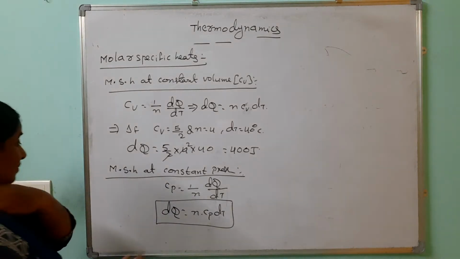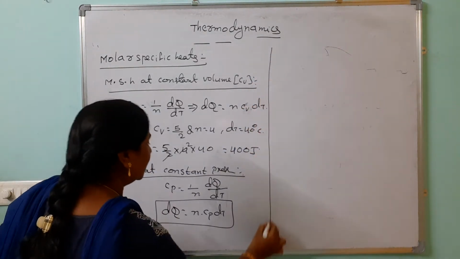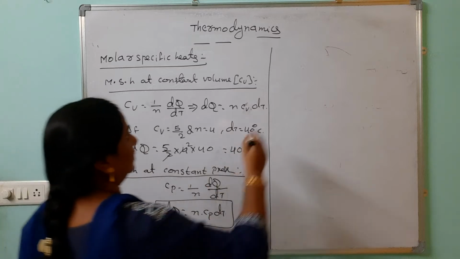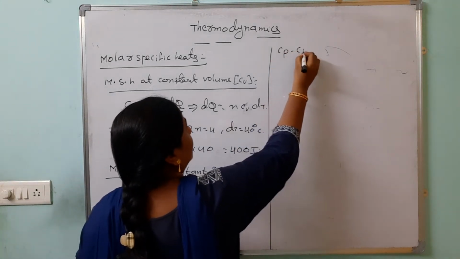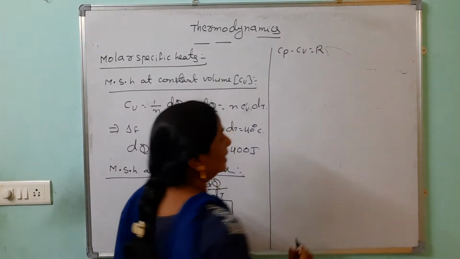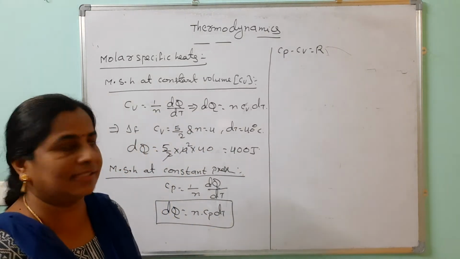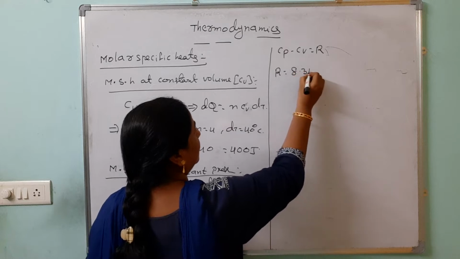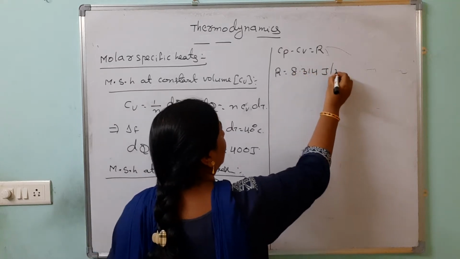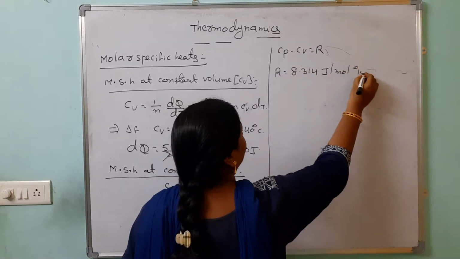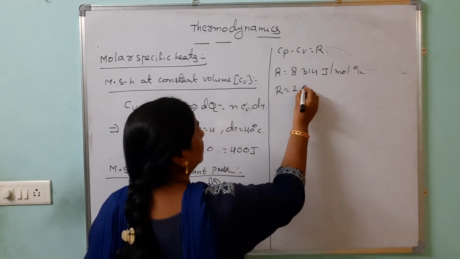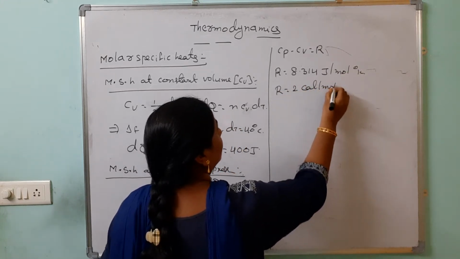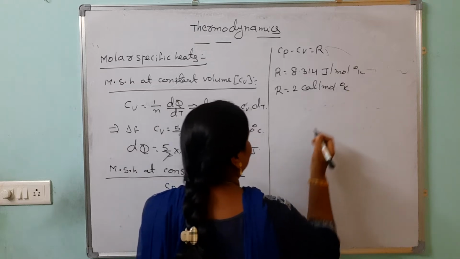Here we go to the relation between Cp and Cv. See, Cp minus Cv equals R. This is the relation between the two specific heats. You know that R is the universal gas constant. This is 8.314 joule per mole per degree Kelvin, and R equals 2 calories per mole per degree centigrade or degree Kelvin also we can take.